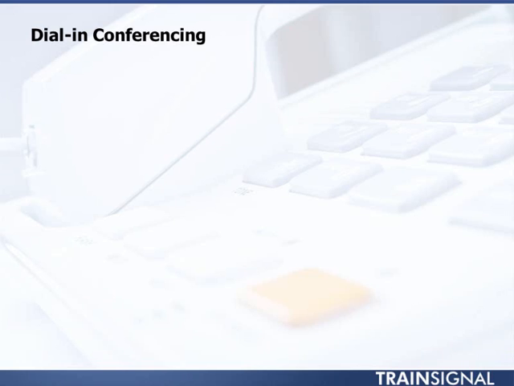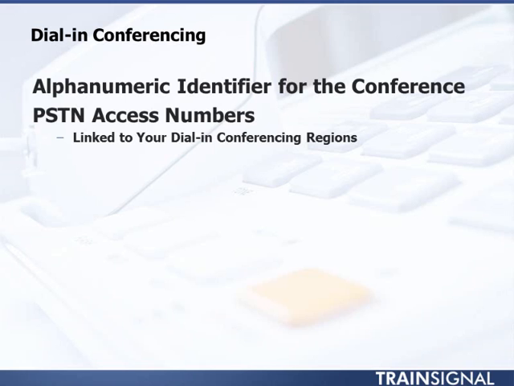Through the use of the conferencing policies, an administrator can control if a user has the ability to schedule Dialin conferences. And if you do schedule a conference, when you send off your meeting request, it's going to include several bits of information that are required. First of all, we have an alphanumeric identifier for the conference. It also will send along with it information in regards to the numbers that you can dial to gain access to your conference. We call those PSTN access numbers that are linked to your Dialin conferencing regions.